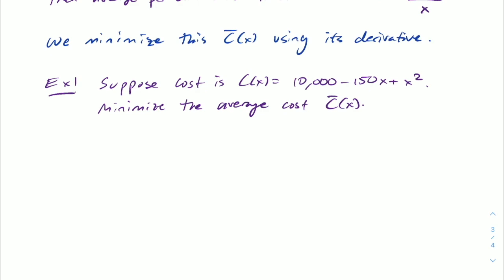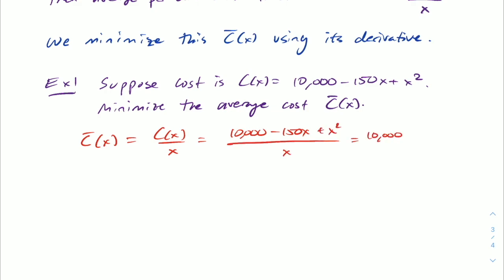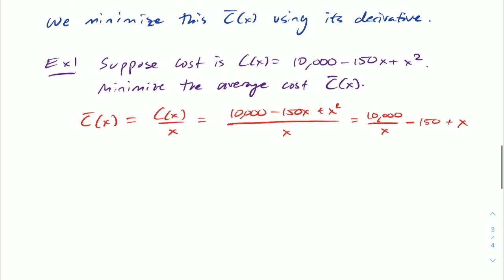Okay, so step one, we're going to just write the average cost function. It's the cost over x, so it's 10,000 minus 150x plus x squared, all divided by x, which is 10,000 over x minus 150 plus x. All right, and now we're going to take the derivative of this function. So the derivative of 1 over x is negative 1 over x squared. So we'll get negative 10,000 over x squared from that first term. Derivative of 150 is 0, and the derivative of x is 1.